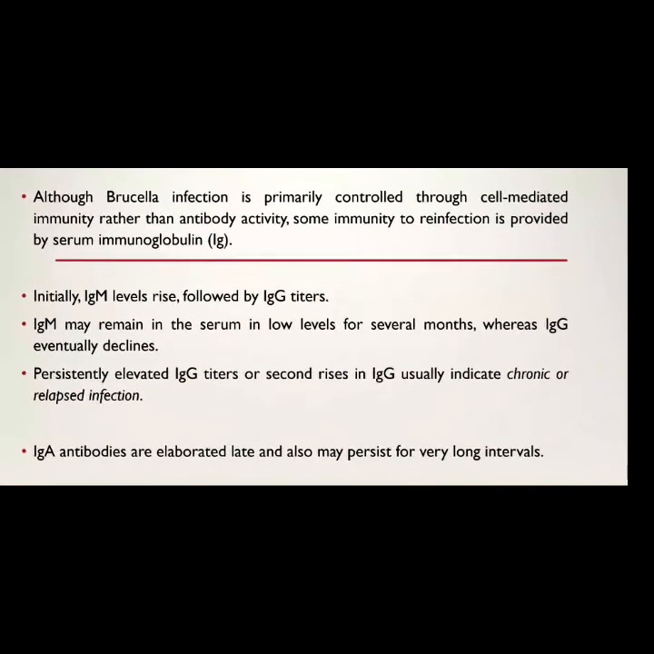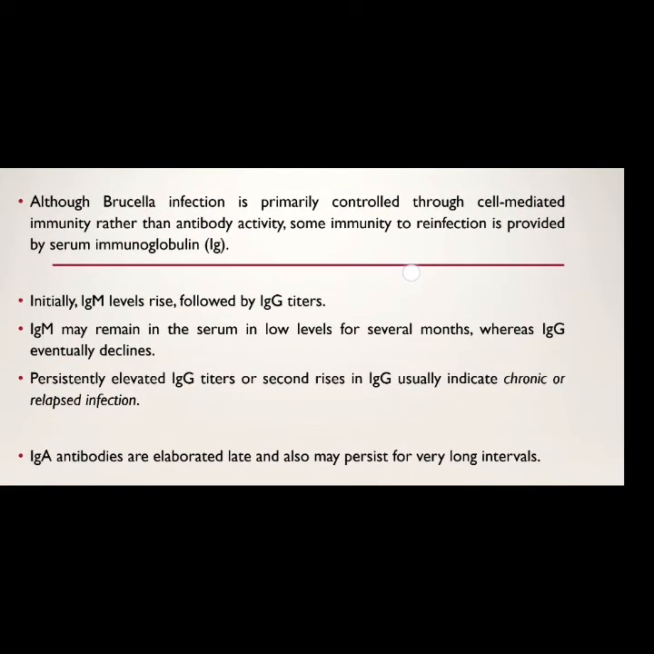Although Brucella infection is primarily controlled through cell-mediated immunity rather than antibody activity, some immunity to reinfection is provided by serum immunoglobulin. So the major immunity type is cell-mediated immunity, but also humoral immunity, which is characterized by antibodies, immunoglobulin, sometimes provides immunity to reinfection.